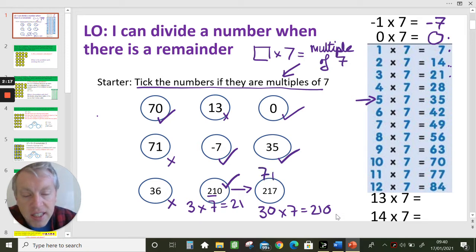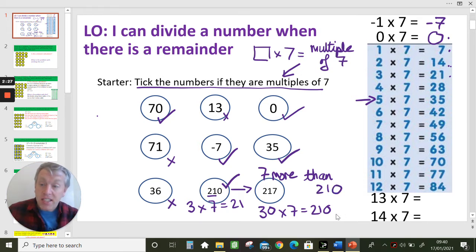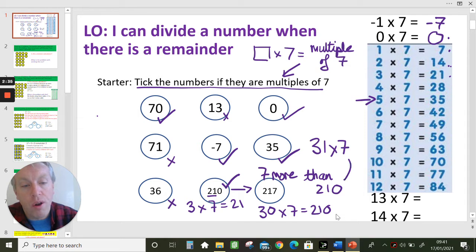It's 7 more than 210. So 217 is on the 7 times table. In fact, it's one more lot of 7. So it's 31 times 7.